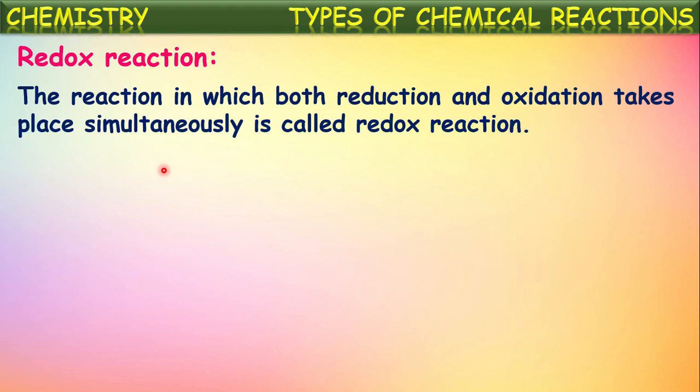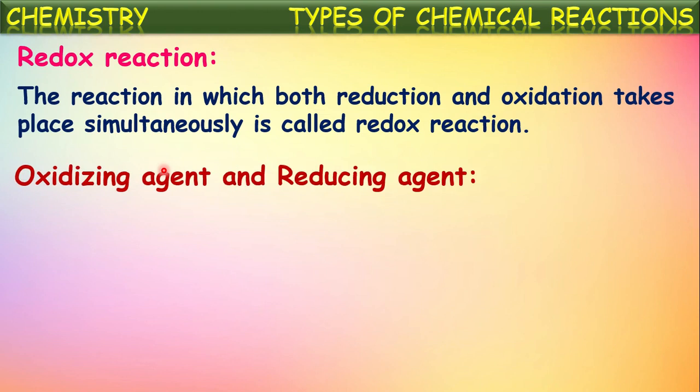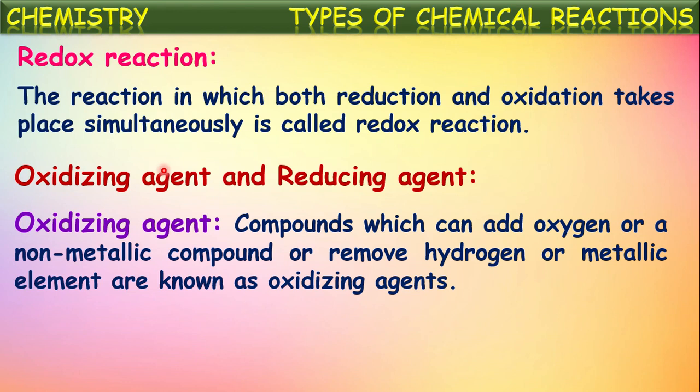Okay, now let us see two more different terms from this. One is oxidizing agent and the other one is reducing agent. Here, oxidizing agent means a compound which can add oxygen or which can remove hydrogen from a chemical substance. To say in definition, compounds which can add oxygen or a non-metallic element, or which can remove hydrogen or a metallic element from a substance are called oxidizing agents.